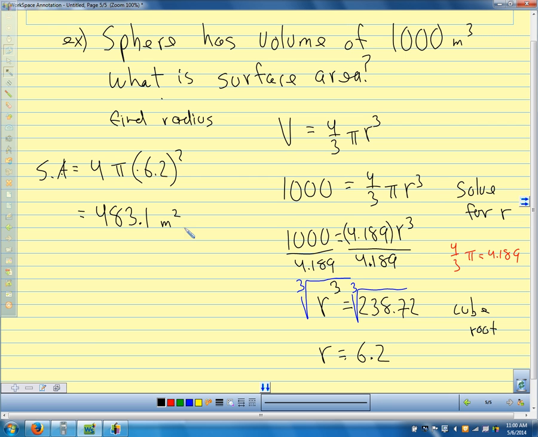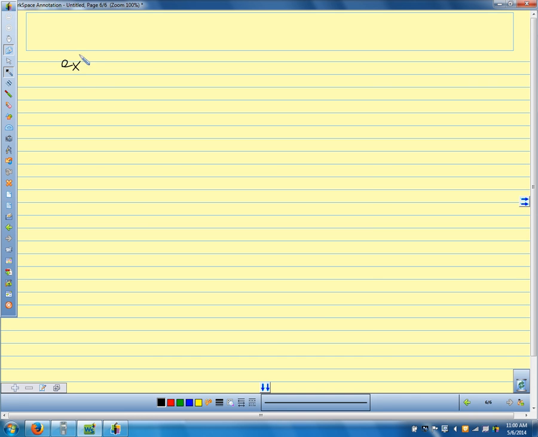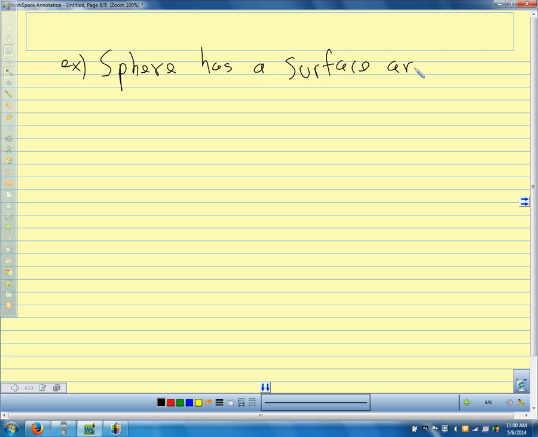Questions there? All right, let's look at one last example, kind of related. So let's say our sphere has a surface area of 500 square meters. And we want to find the volume.